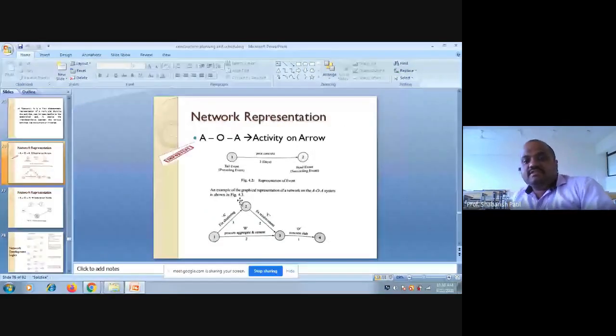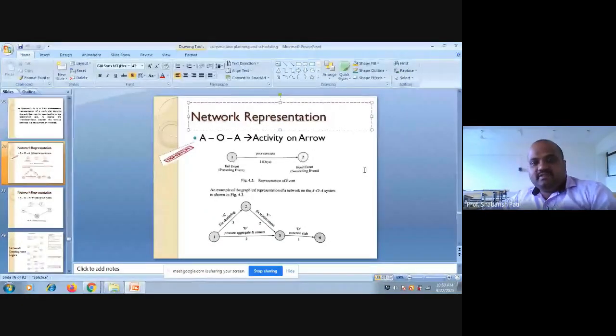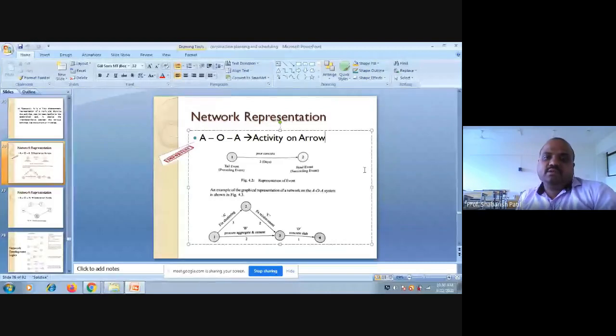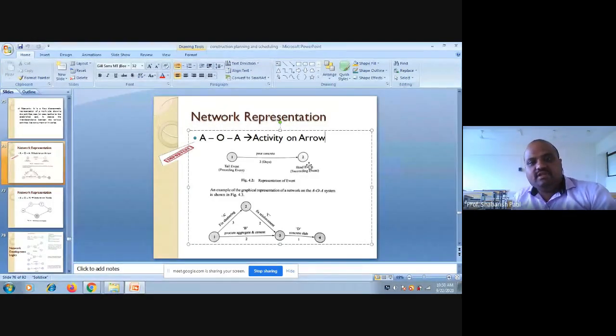How can we represent the activities or any events in a project with a network representation? We have basically 2 types of representation of activities. One is activity on arrow. This is very important because further we will deal only with the activity on arrow cases. So here I am representing activities on arrow.